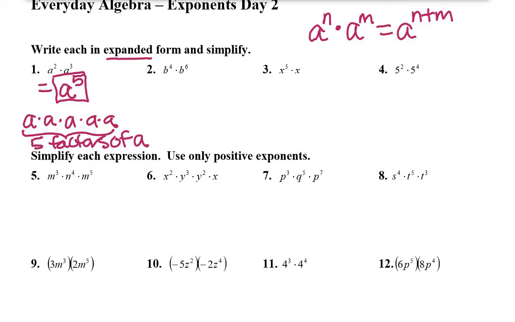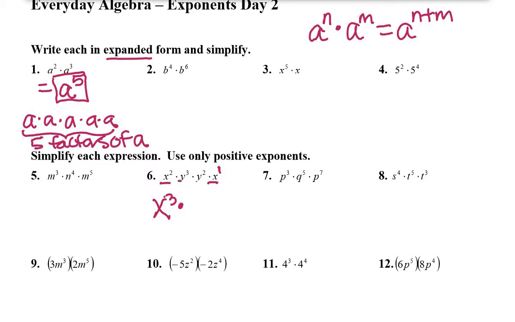Maybe I'll do number 6, actually. So on number 6, there are 2 different variables, x and y. Now I can only combine the ones that have the same variable. So I can only use the shortcut with x squared and x. If there's not an exponent, I can put a 1 there. So x squared times x to the first power. If I add the exponents, 2 plus 1 is 3. So that would be x cubed.